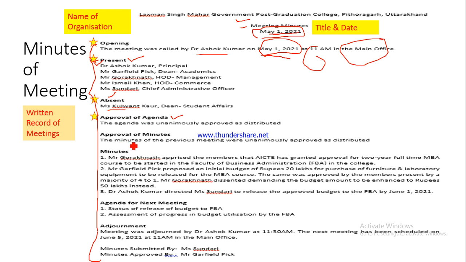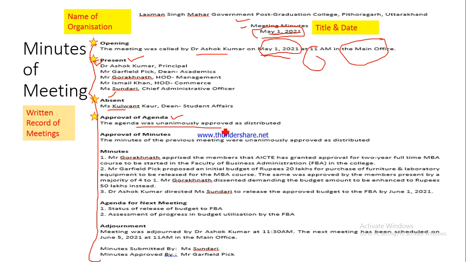So this agenda must have been circulated, and this must have been approved by all the members who were to participate in the meeting. So all 6 members, including 5 who could participate, and the 1 member, Ms. Kulwant Kaur, who could not participate because of some reasons, so they must have approved the agenda.